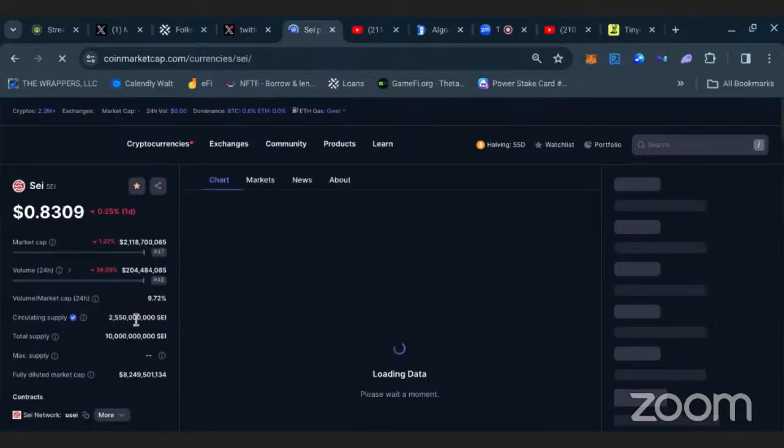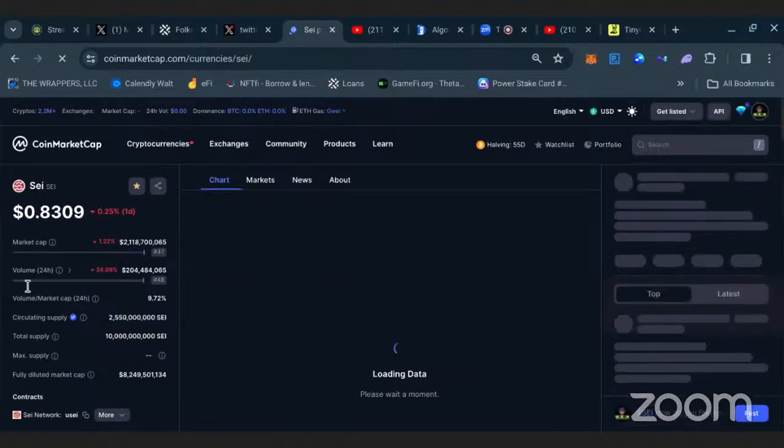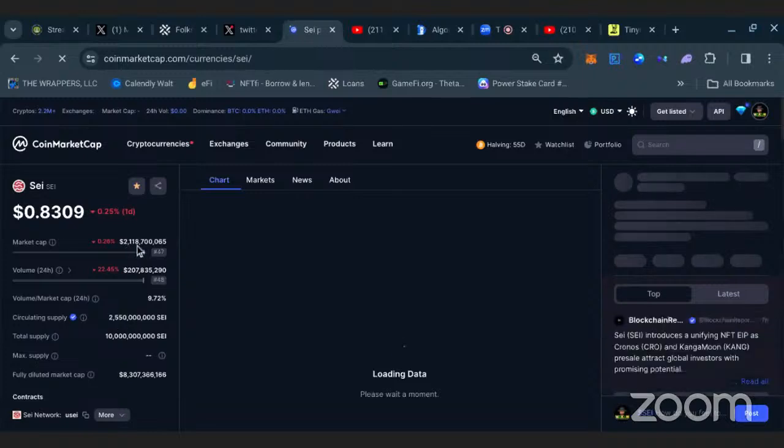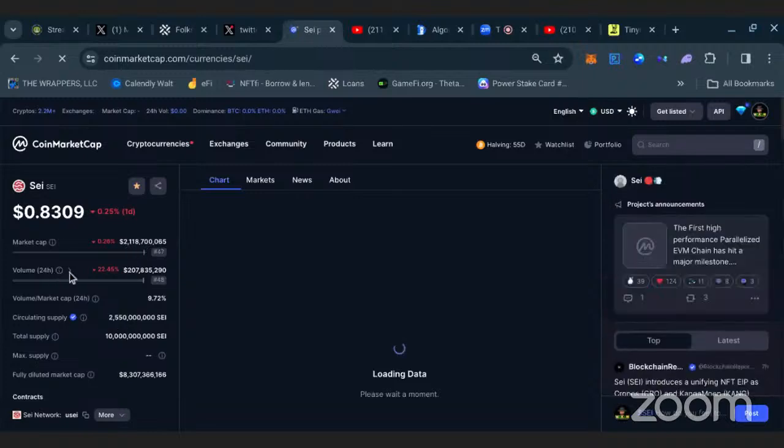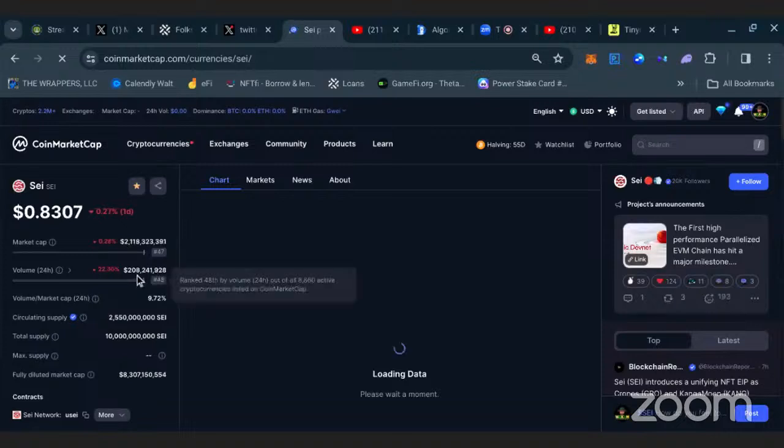So this has bigger numbers than Algorand right now. It has a market cap of 2.1 billion. It has $204 million in transactions, and only 25% of the assets are circulating. Compared to Algorand, which is a $1 billion market cap. Algorand is doing almost 1 million in transactions. I think it's gotta be more than that. I think it's like 100 million. And then 75%, 80% of Algorand is in circulation.